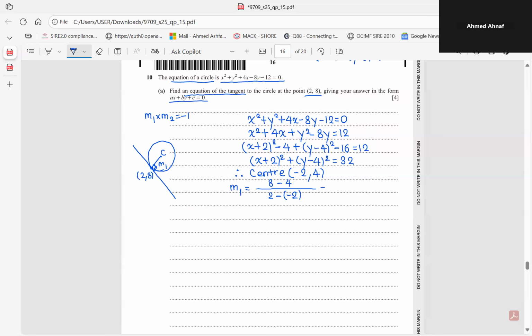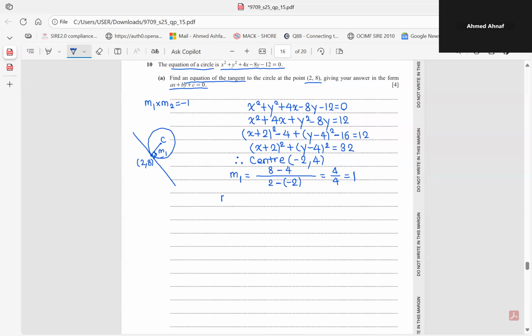And this is equal to 4 over 4, which is equal to 1. So this is the gradient of the line from the center to the point. Now we can find the equation of the tangent by rearranging this formula.